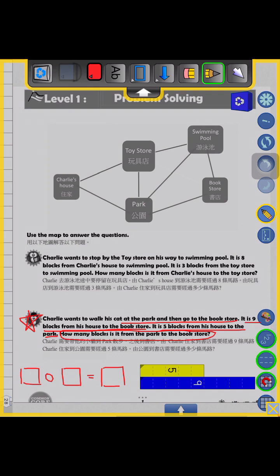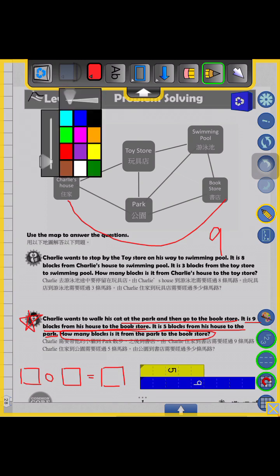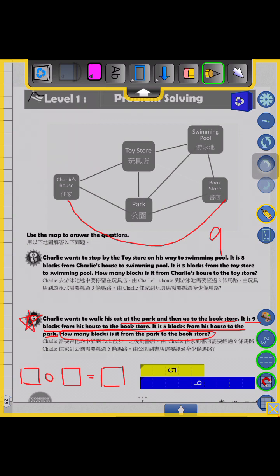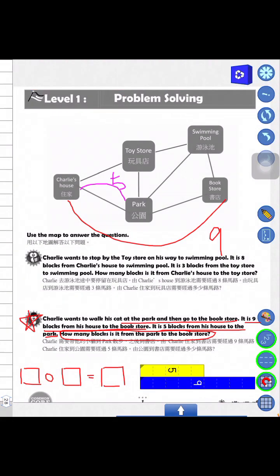Based on the information given by the questions, we may write down some clues on the map. From Charlie's house to bookstore, it is 9 blocks. And from Charlie's house to the park, it is 5 blocks. So we write down 5 on the map. And we look at the rocks under the questions. The blue one represents the number of blocks from Charlie's house to the bookstore, and the yellow one represents the number of blocks from Charlie's house to the park.